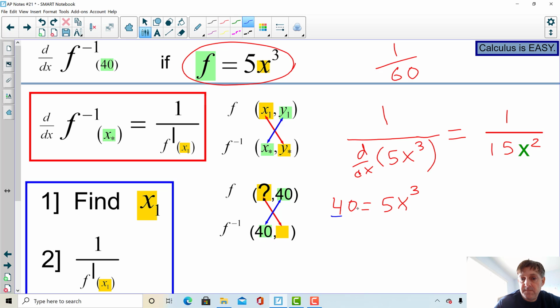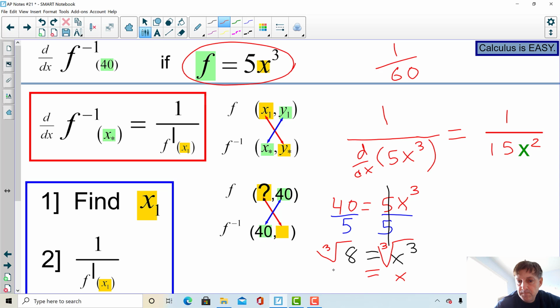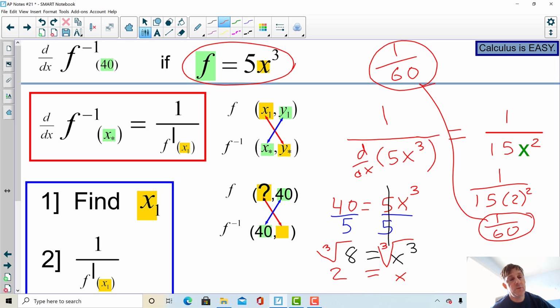Divide both sides by 5. Cancel the 5. Take the third root of both sides. So we get x is 2. So that's the value we want to plug in over here. So our final answer is 1 over 15 times 2 squared. So we get 1 over 60. And that's a much faster way of finding the derivative of the inverse when x is 40.